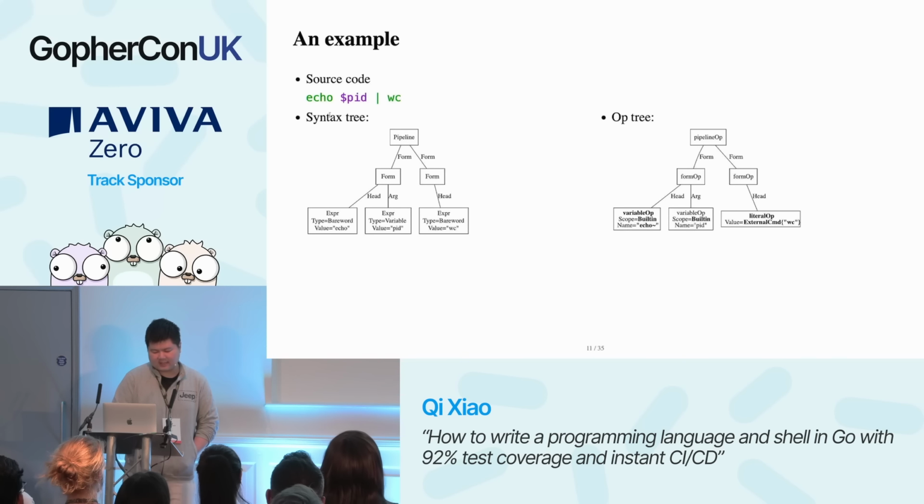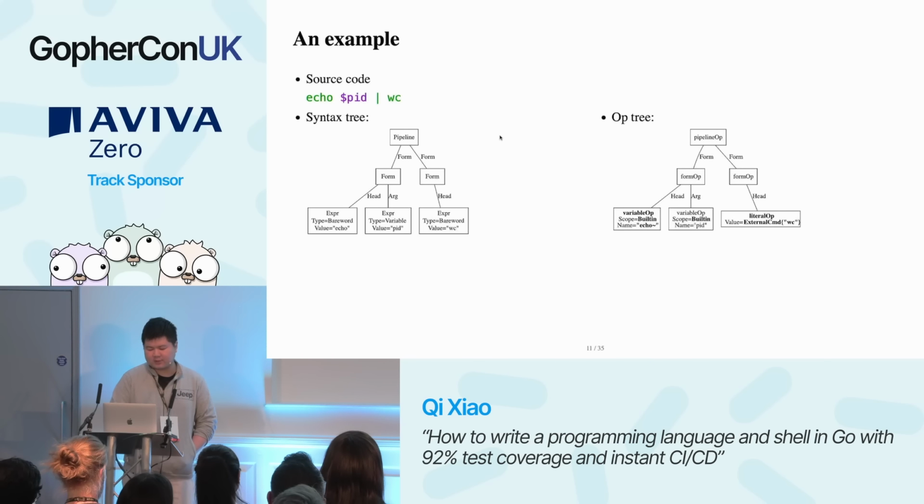And each form has, this is the name of the command, it's called the head of the form. For instance, the first form, the head is echo. It's a bare word, meaning that's an unquoted word. And then it has an argument, that's PID, and the type is a variable. And the second form, similar. It's a wc command.